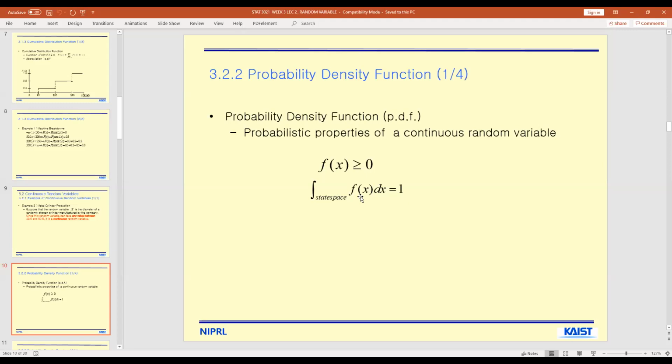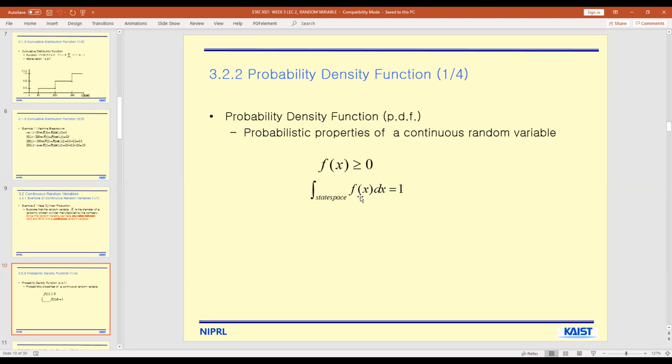Okay, you've got a lower bound, you've got the upper bound, and I integrate f of s within the state space that I talk about. Within that state space, it must give me 1. And the moment it gives 1, what that means is that it's a valid probability density.